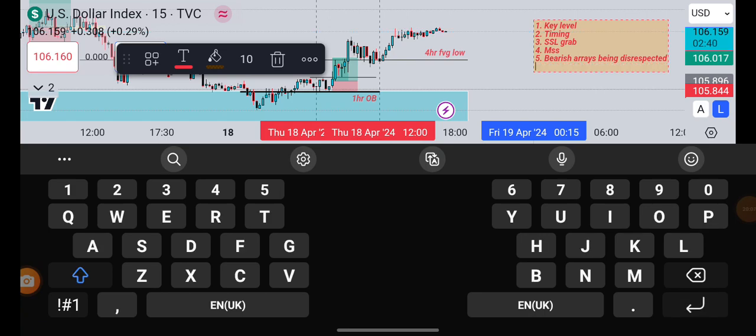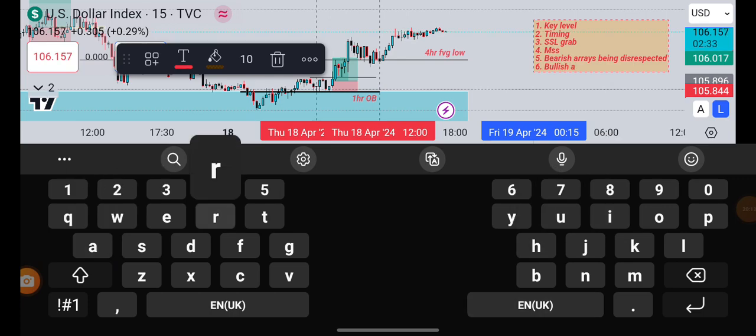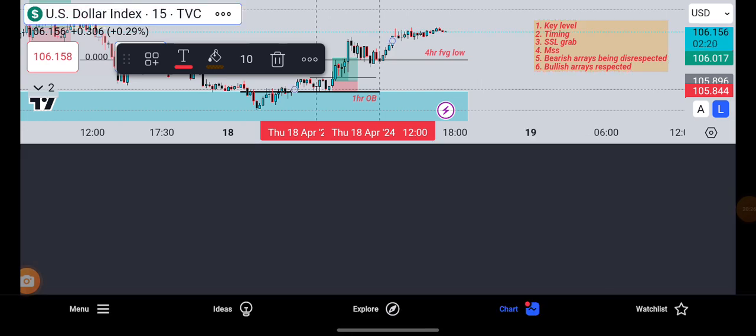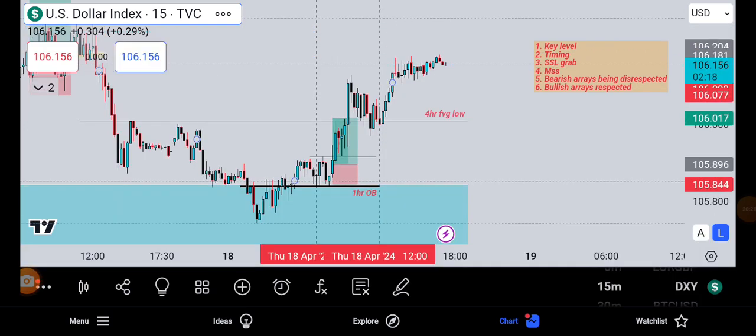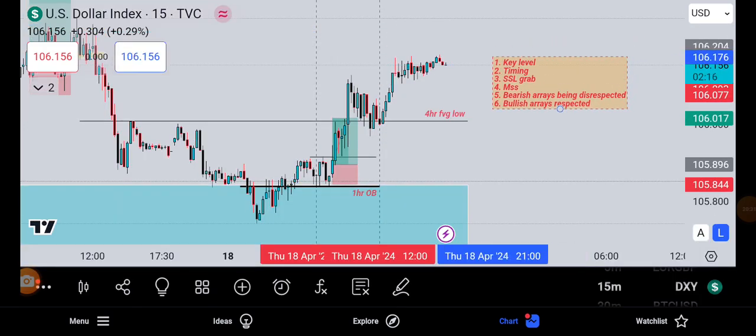Then number 6, I want to see bullish arrays being respected. So respected. Yeah, so these are the most common things I want to be looking for, and usually they apply in every time frame.